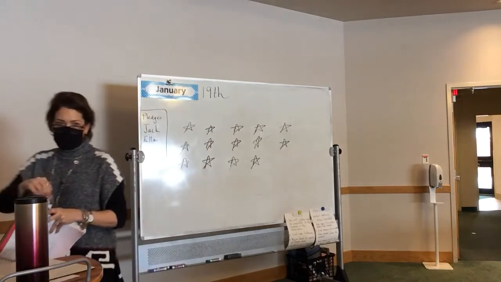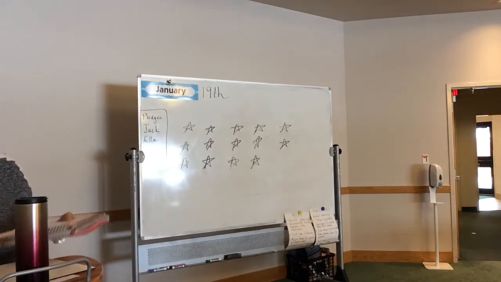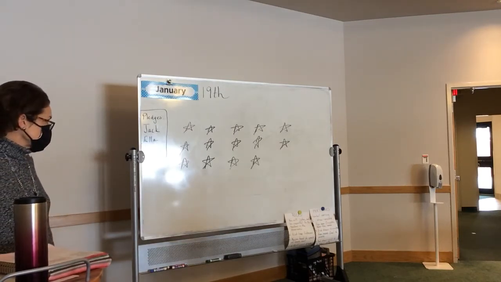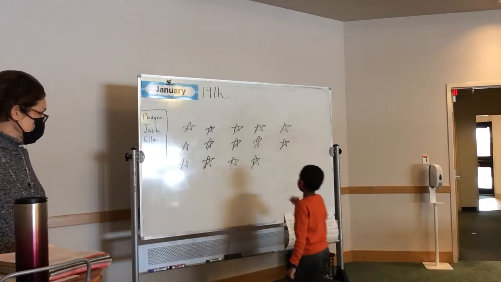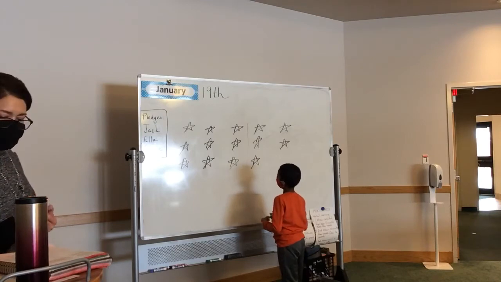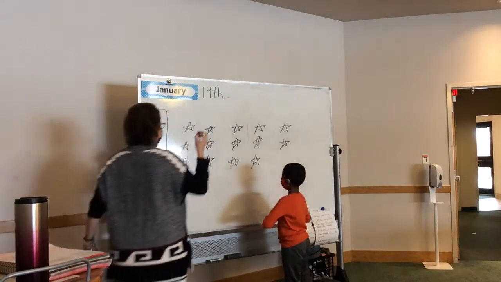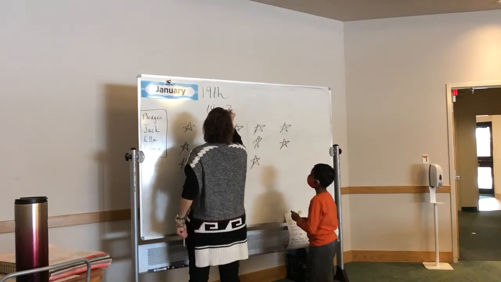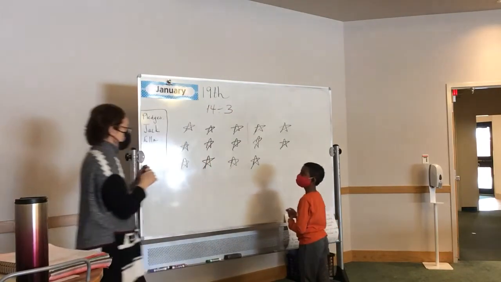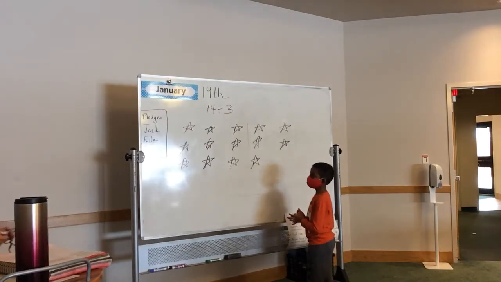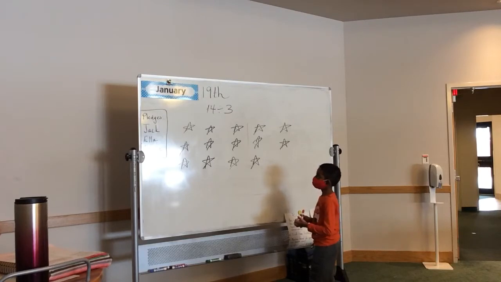Who wants to show me where the lines are going to go? Jonathan. So it's 14 divided by 3. How many stars are there altogether? Does 3 go into 14 evenly? No. So that's 1. Where else are the lines going to need to go? 14 divided by 3.